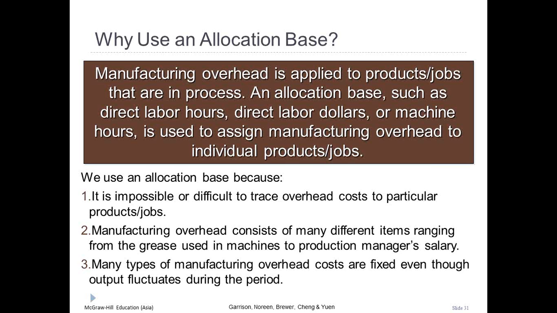Manufacturing overhead also includes a number of different costs, and it would be very difficult to gather all of them together in time to charge them to a particular product or job. A product or job may be complete and sold before we can determine the actual overhead costs incurred. And finally, many types of overhead are fixed in nature, even though output fluctuates during the period.